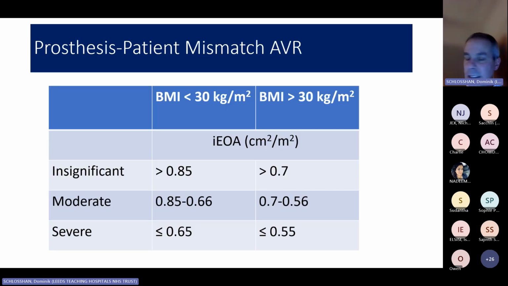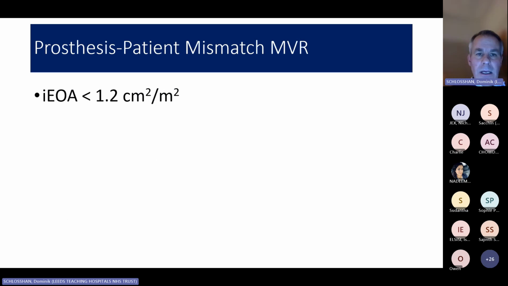Okay, I'm just keen that I don't run over too long. Prosthesis-patient mismatch, again, this is differentiated by BMI, and I think what you probably should remember is an indexed valve area of around 0.65 is classified as significant patient prosthesis mismatch. And what is it? It is the valve is working absolutely fine, but you've just put in too small a valve, or the surgeon has put in too small a valve, or could only put in too small a valve for their body surface area or for the cardiac output. And for an MVR, it's less than 1.2.